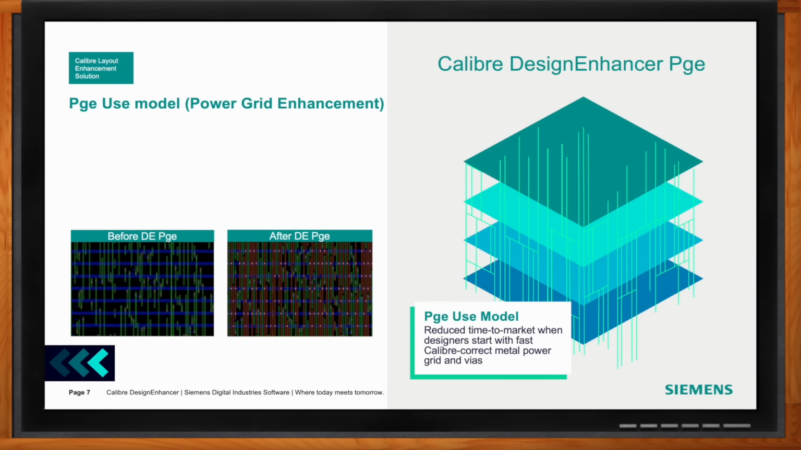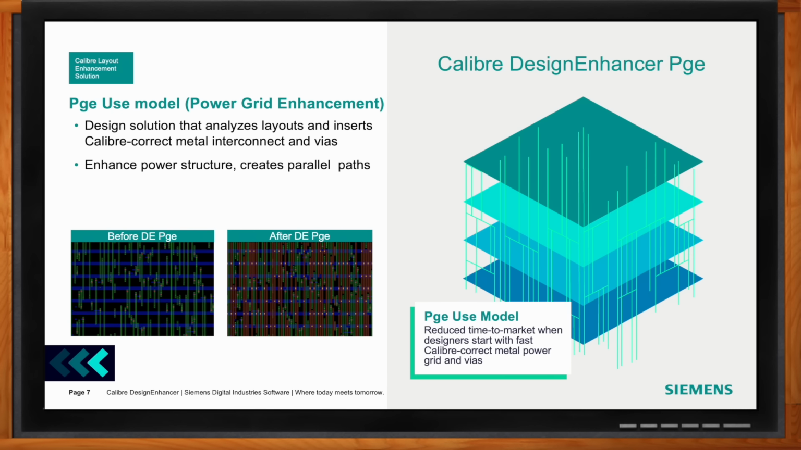What this really does is it goes off and looks at the layout and determines, as you can see from the picture on the left, okay, this is the layout from the place and route tool. And then we say, you know what, there are certain nets that we want to make sure we minimize the EMIR results on. Therefore, we create parallel paths to give it another path that will lower that resistance value.